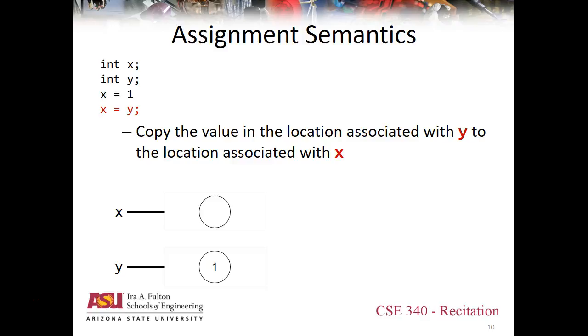I'm going to cheat and read it. To the location associated with X. So you take the value, in this case 1, and this value is in the location associated with Y, and we're going to copy it into the location associated with X. And it just magically goes there. And there's no link between these two. It's just taking that value from one and making a duplicate of it in the other. Whereas if we have pointers or anything else, there could be an actual link between them, and when you change one, that can impact another.